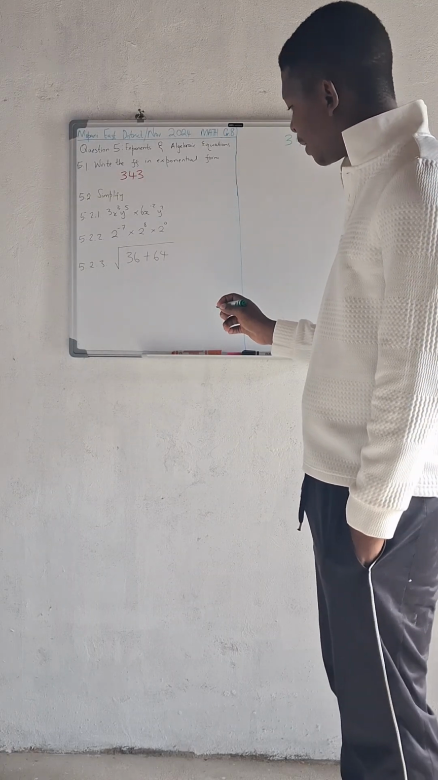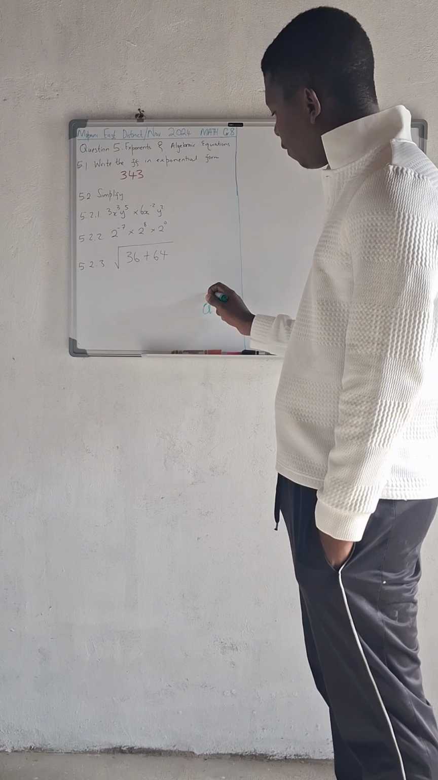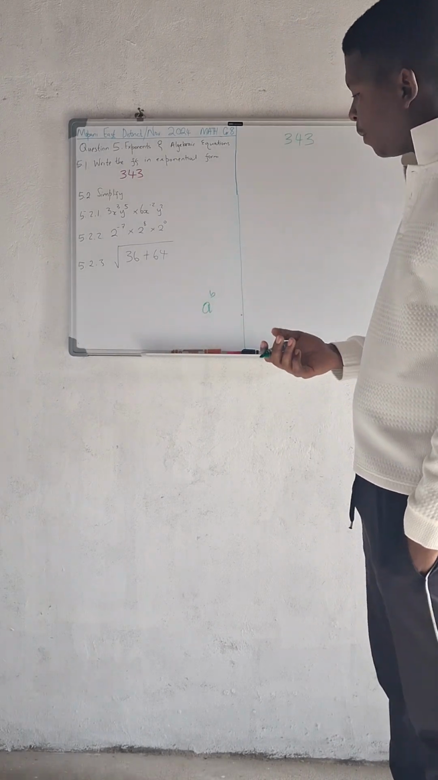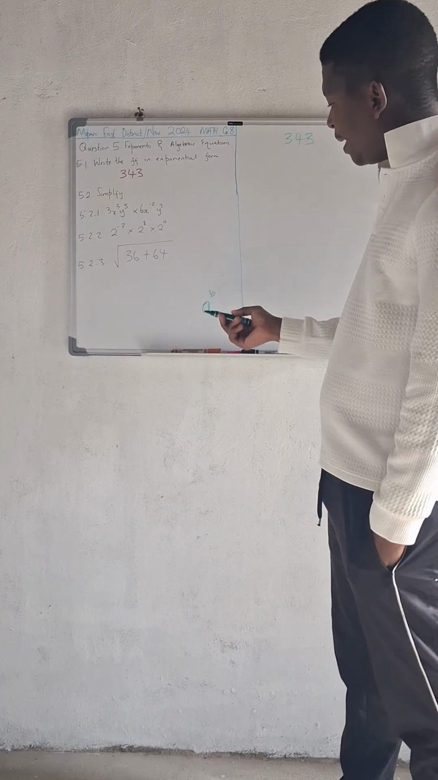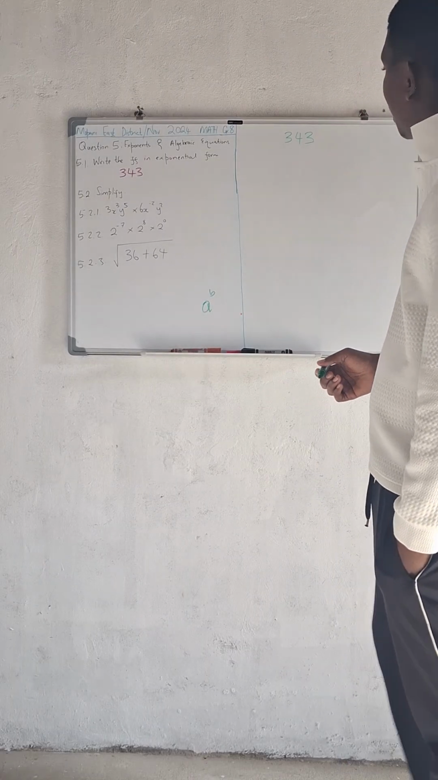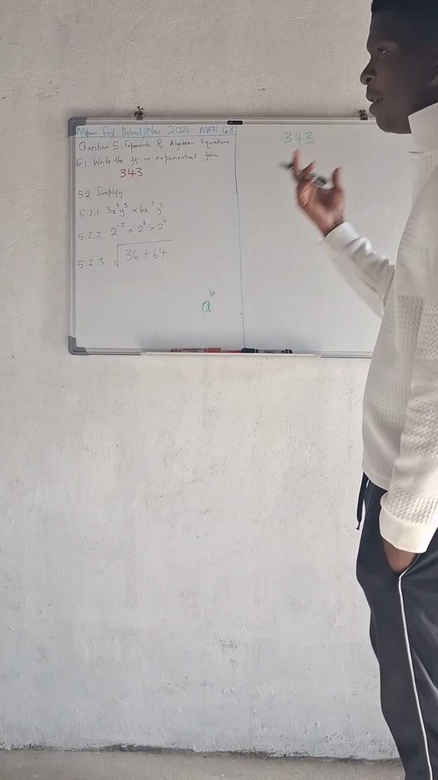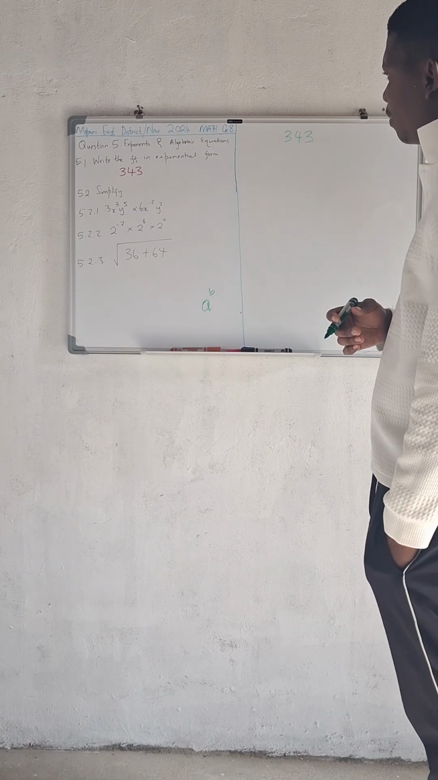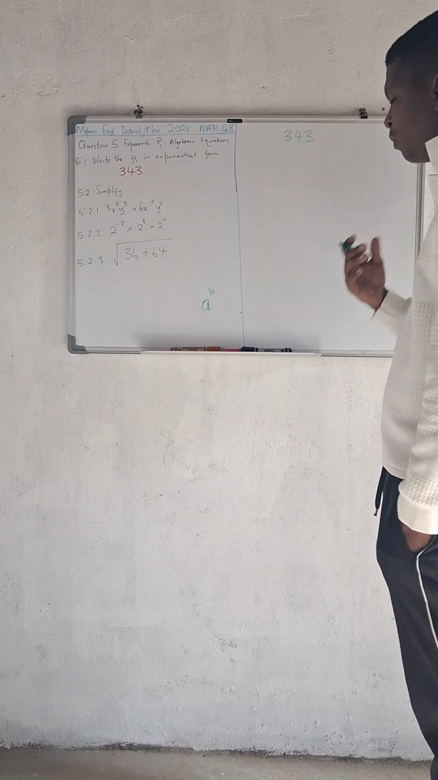Let me remind you again. A to the exponent of b is written in an exponential form. B is an exponent, A is a base. That is what we actually say. So now, this is a big number. Even if you do it by your head, I don't think it's very possible. It will take you time.